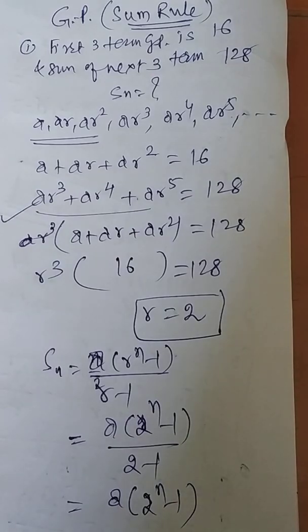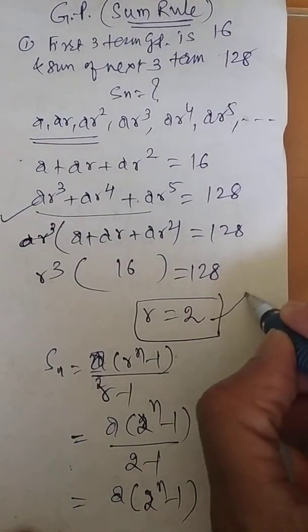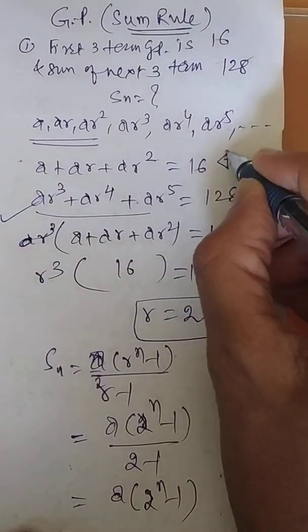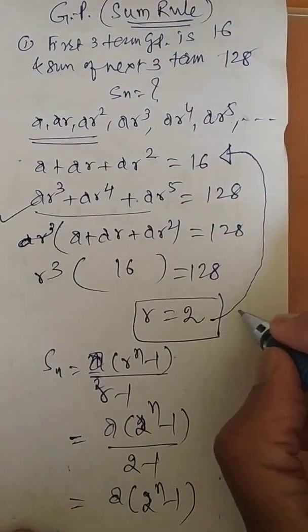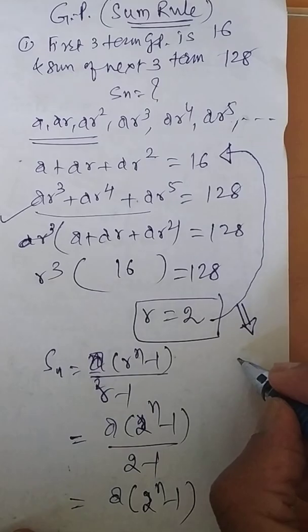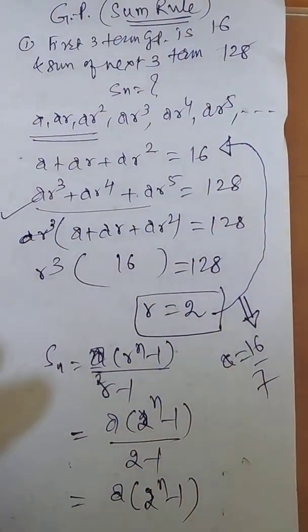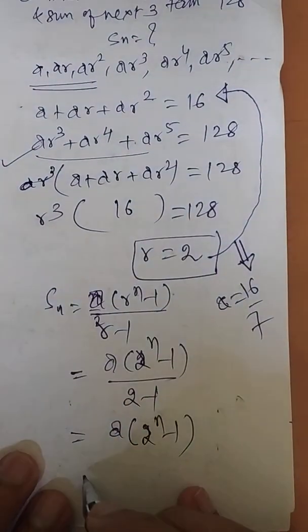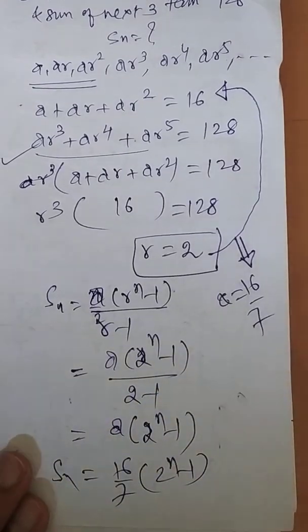Now what is unknown to you? Here it is a. Can you get the value of a? a also you can evaluate. Replace the r value here. The quadratic equation reduces to a linear equation, and just get the value of a. Try to find out the value of a. Yes, the value of a is coming 16 by 7. So the final answer will be 16 by 7 into 2 raised to power n minus 1.